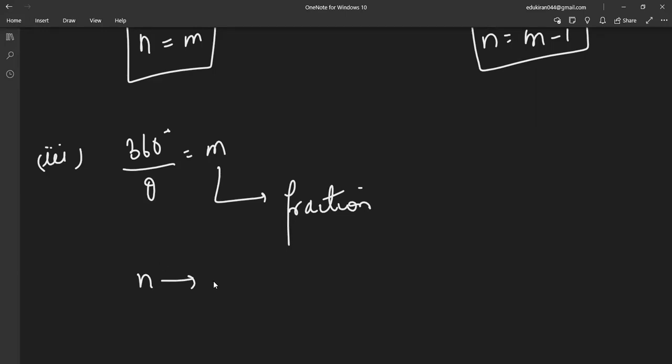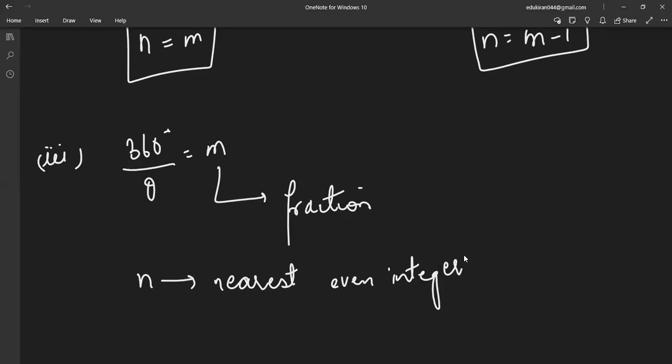Your n becomes the nearest number of images. This is the nearest even integer, in case of the symmetrical images whenever it is formed. Fine. Take any example, put in the value, you will get the values.